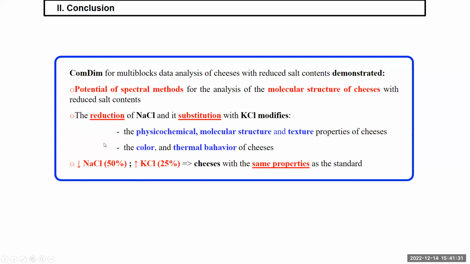And we have also identified that if we want to maintain the same properties as the standard cheese, we must not decrease the sodium content under 50%, and we also recommend not to increase the substitution of the sodium by potassium over 25%.